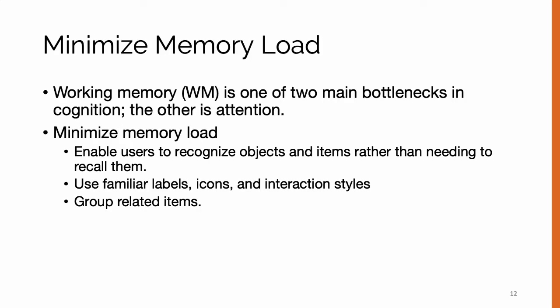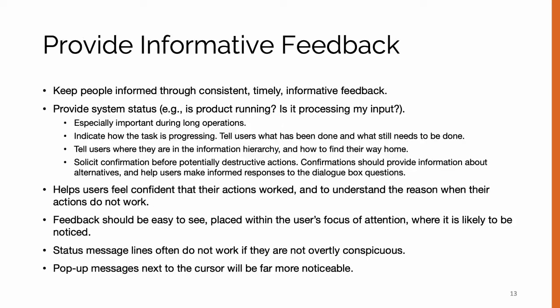Also, help people minimize memory load. We've talked many times before about working memory, which is one of the two bottlenecks in cognition. The other, of course, is attention. But minimizing people's memory load enables them to recognize objects and items rather than needing to recall them. It can be facilitated by using familiar labels and icons and interaction styles, and make sure that you group related items. All of these things make it so people don't have to remember so much in their minds.